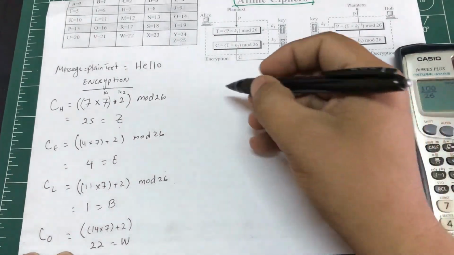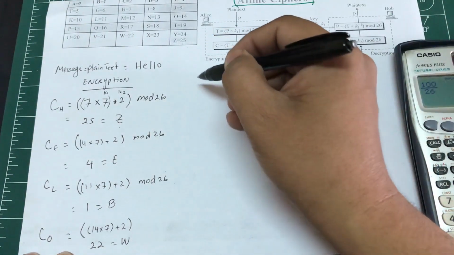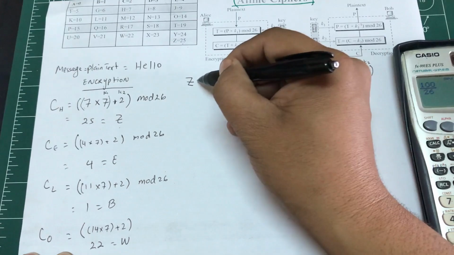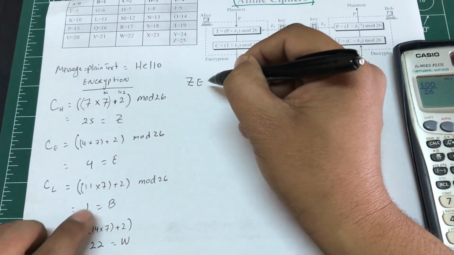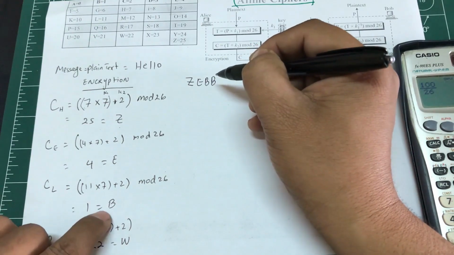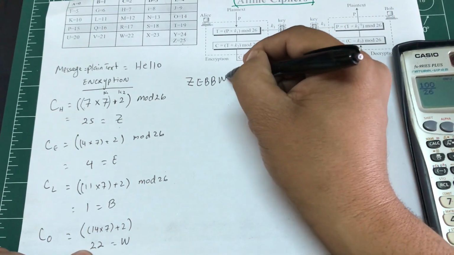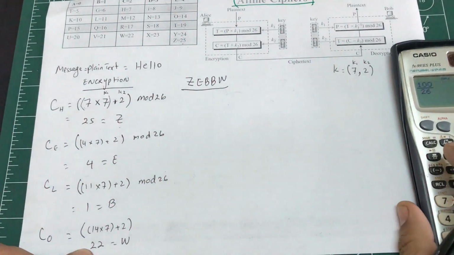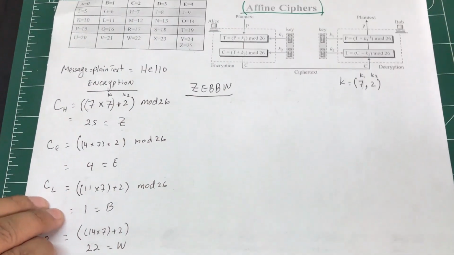So my encryption for hello is going to be Z E, 2 times B, and W. So this is going to be my encryption using affine transformation.